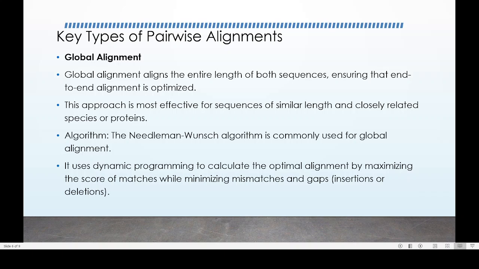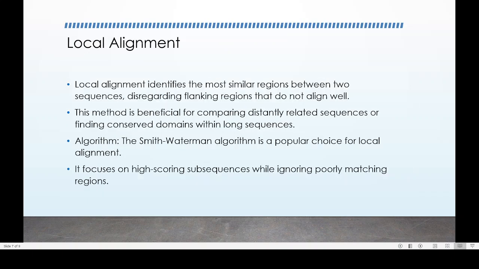The Needleman-Wunsch algorithm is commonly used for global alignment. It's a software technique, and that is the method by which we do global alignment. In this program, they use dynamic programming to calculate the optimum alignment by maximizing the score of matches while minimizing the mismatches and gaps. So it's a software technique, and that software is known as the Needleman-Wunsch algorithm.